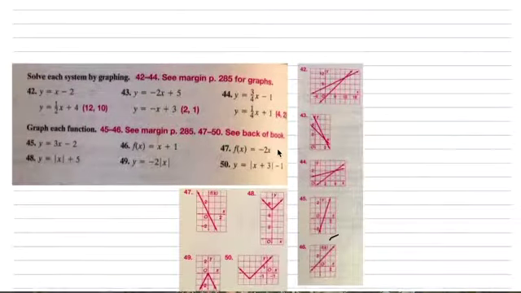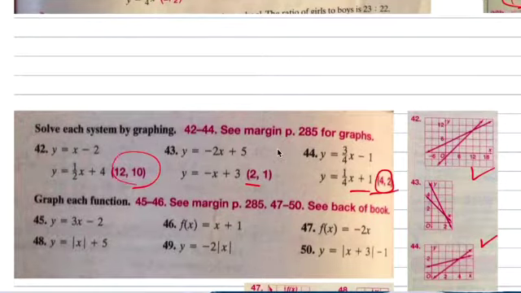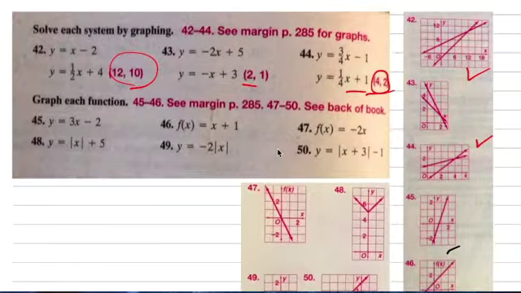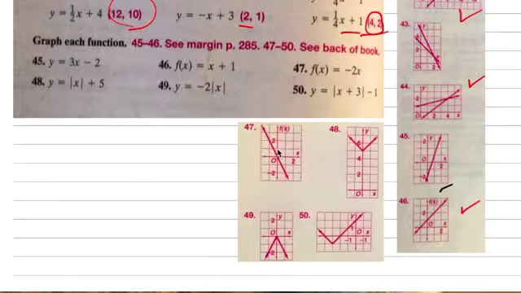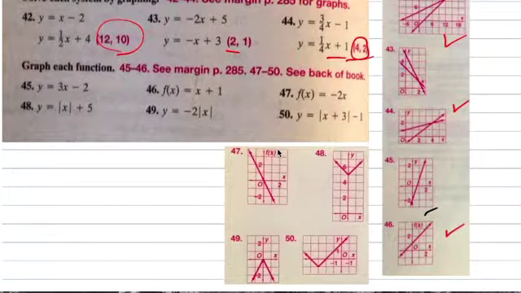And then 42 to 44. Graphing it. There we go. 42, 44. And there's the answer to the graph. That's the solution of the graph. Graphing each function. There's 46. Oh, 46 right here. Um, 48.